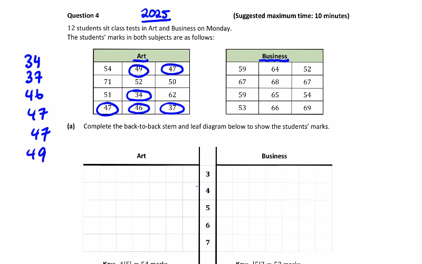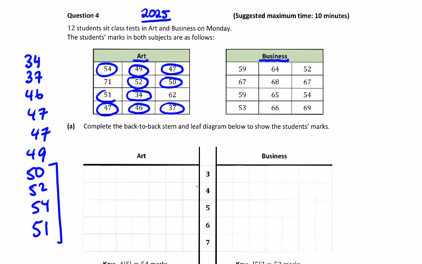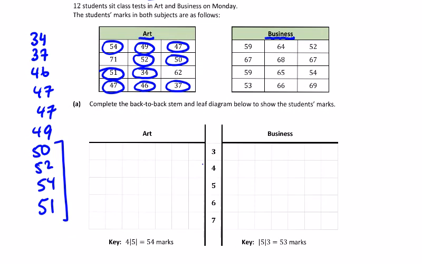Then into the 50s, I have a 50, a 52, and a 54. I've also got a 51. So you can see why we're sorting them before we put them onto the diagram, because you will make a mistake. And we do have the top two, 62 and 71.